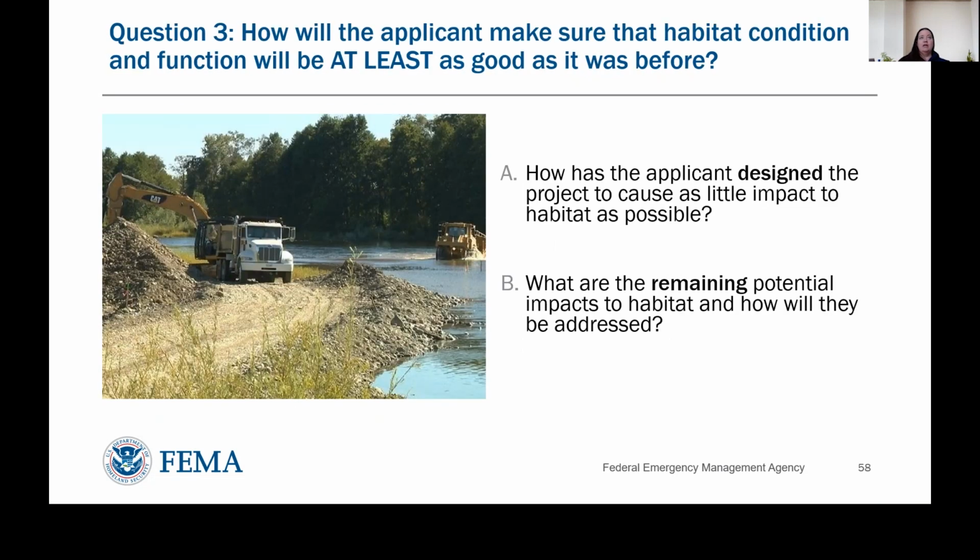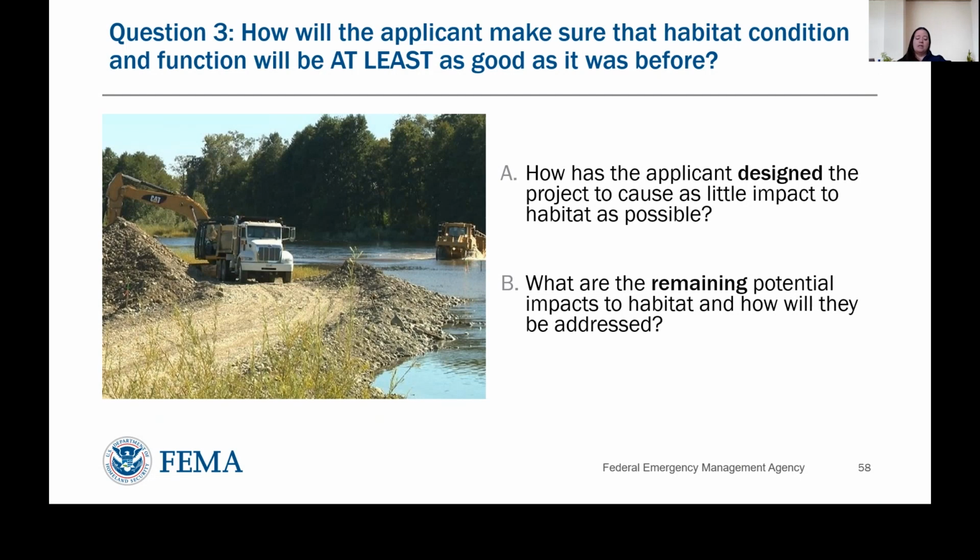And question 3: how will the applicant make sure that the habitat condition and function will be at least as good as it was before? The first thing to think about is how the applicant has designed the project to cause as little impact to habitat as possible. This is also something that's often missing from these, because what usually happens is a developer or a property owner decides what they want to do, and then they hire a biologist to come in and analyze the impacts of that. Well, there's a huge missing part there.